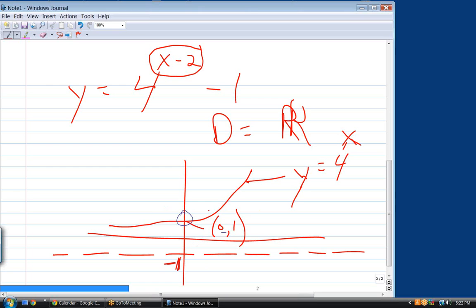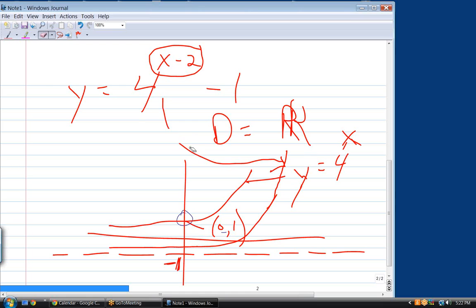The fact that I have to shift it left or right doesn't really matter. It means I'm going to still have something like that. So this function looks like that. Now, what's the range? Any number y is greater than -1? Yes, exactly. Y is greater than -1.